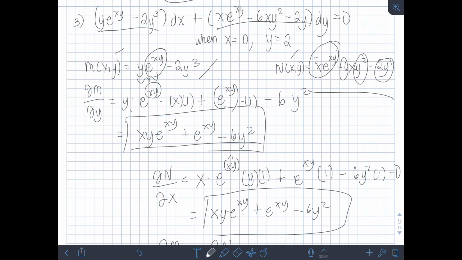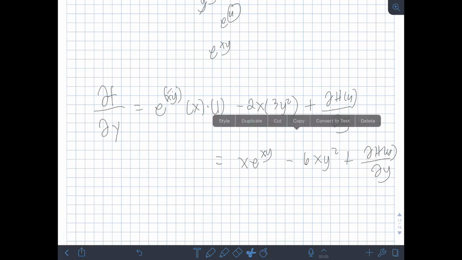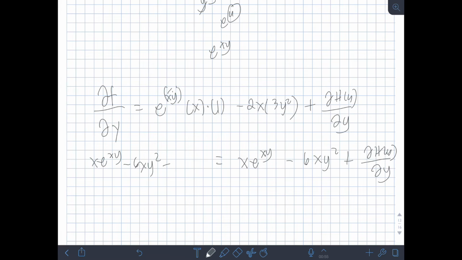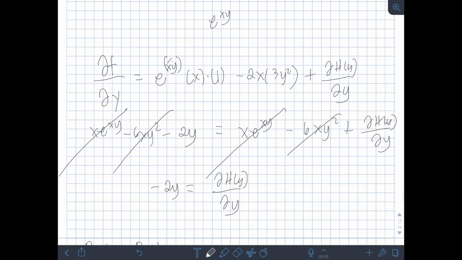Then, we equate it to N of x comma y. What is N of x comma y? It's this, right? So, we have, let me move this over here. N of x, y is x e raised to xy minus 6xy squared minus 2y. So, we can cancel the like terms. What remains is negative 2y equals the derivative of h of y with respect to y. Okay, so you'll notice that the left side is in terms of y and we differentiated with respect to y. So, we can solve for y here.